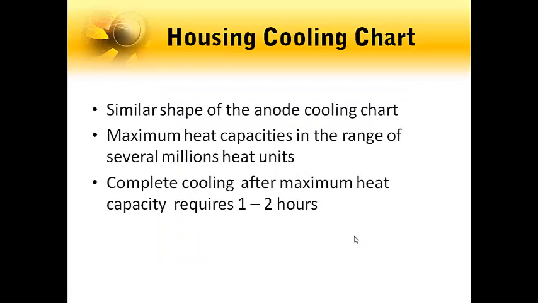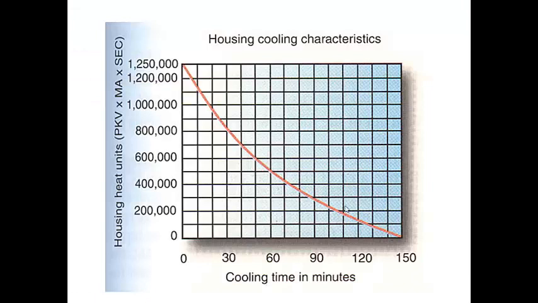Next, the last chart is the housing cooling chart. It has a similar shape to the anode cooling chart, but it shows maximum heat capacity in the range of million heat units, and to completely cool the housing after maximum heat capacity, it requires about 1 to 2 hours. This is an example of the chart. The housing heat units are nearly 1,250,000 HU, and the maximum cooling time for this particular figure is 150 minutes.